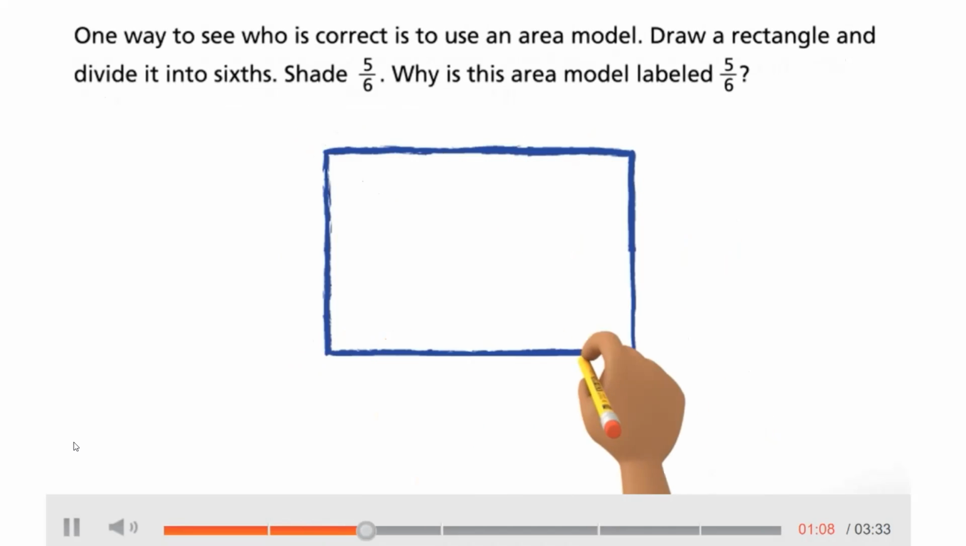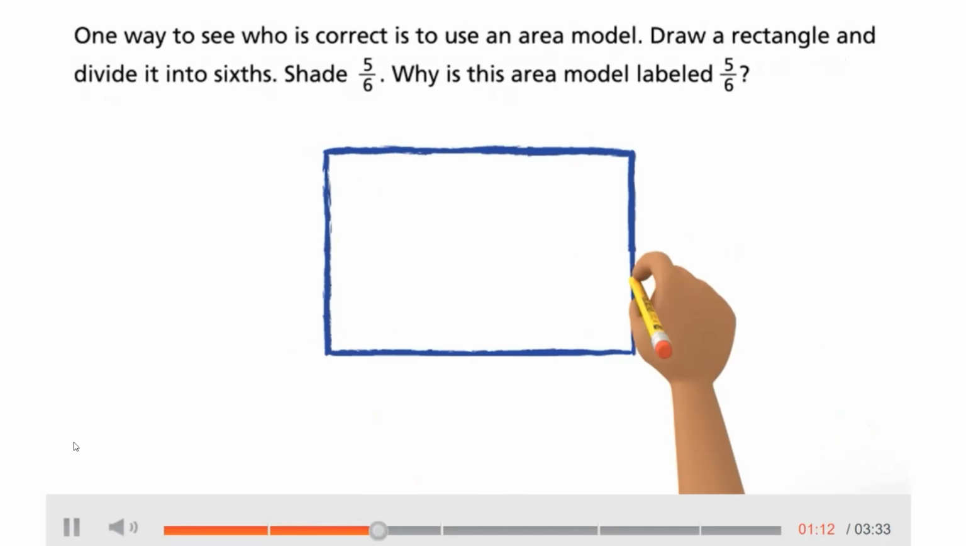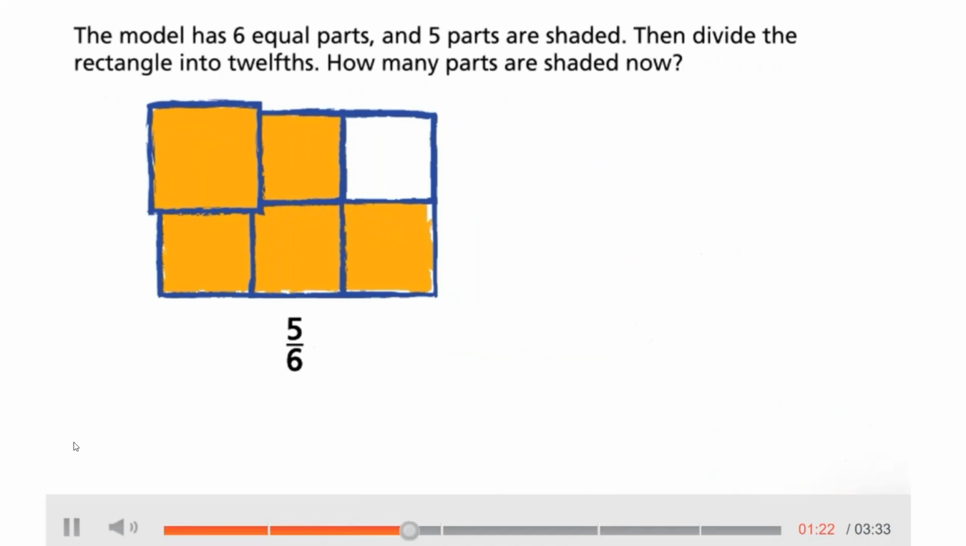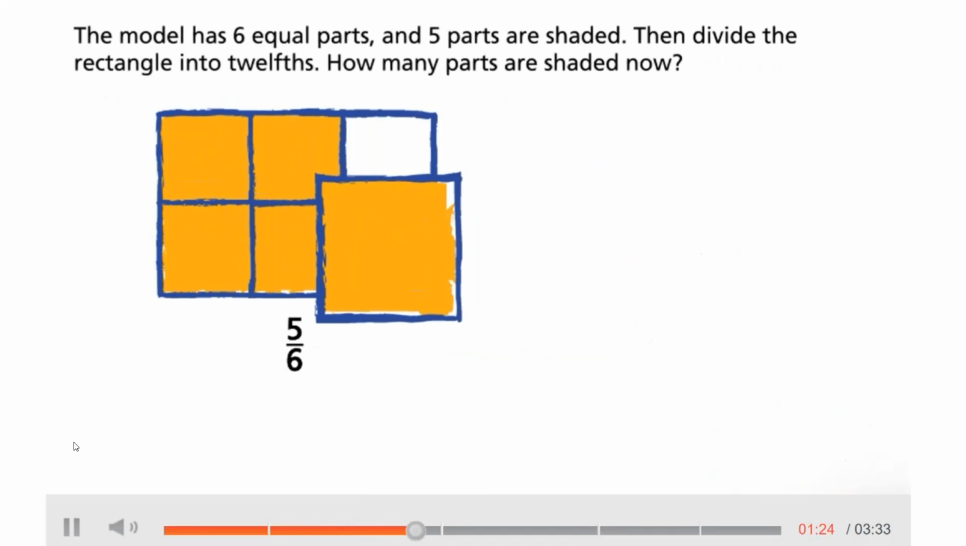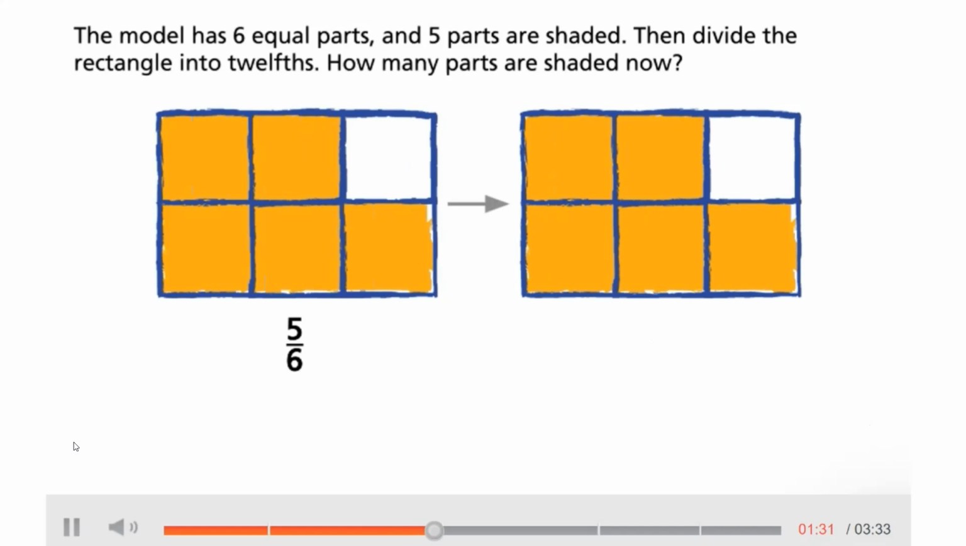One way to see who is correct is to use an area model. Draw a rectangle and divide it into sixths. Shade 5/6. Why is this area model labeled 5/6? The model has 6 equal parts, and 5 parts are shaded. Then divide the rectangle into twelfths. How many parts are shaded now?